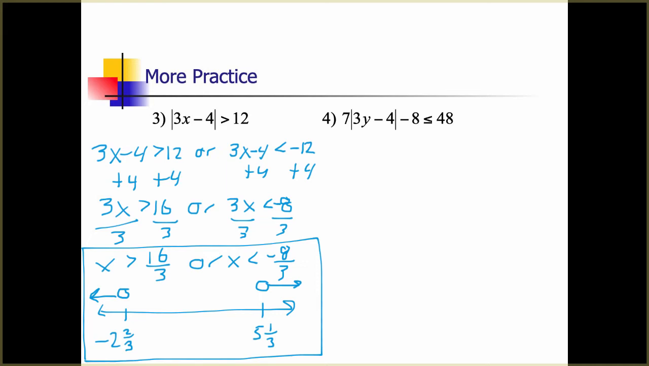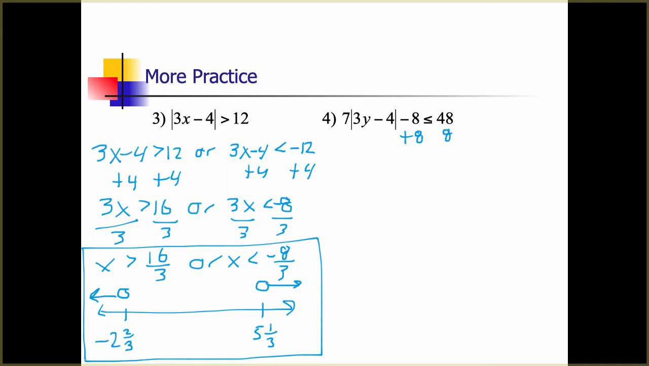Okay, the last one is the most complicated of all of them. And remember when we did equations, whenever we work with absolute values, we have to isolate the absolute values first. This is the same thing that we have to do with inequalities. Just like equations, we have to isolate first. So all the problems we've worked before have had the absolute value isolated. So we need to isolate first. So the first thing I'm going to do is add 8 to both sides.